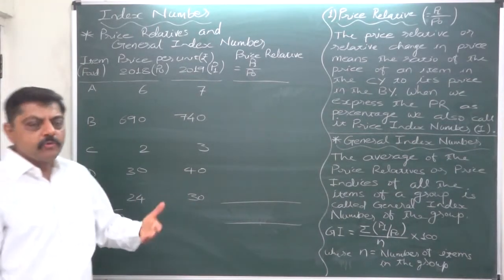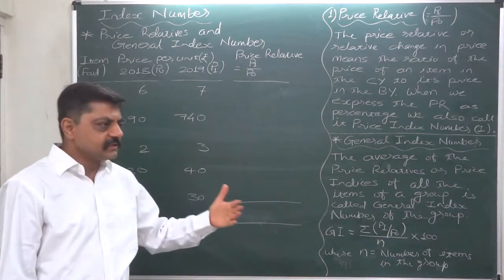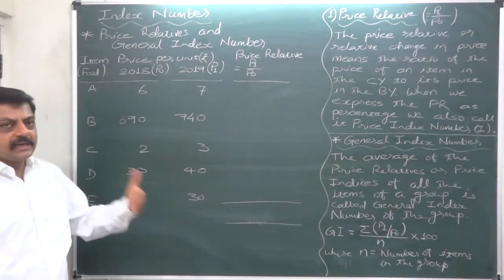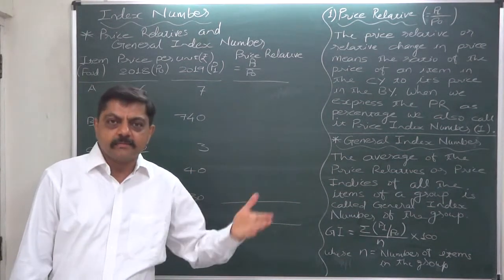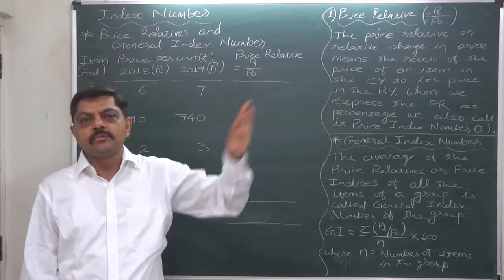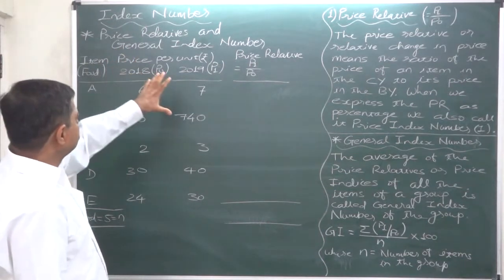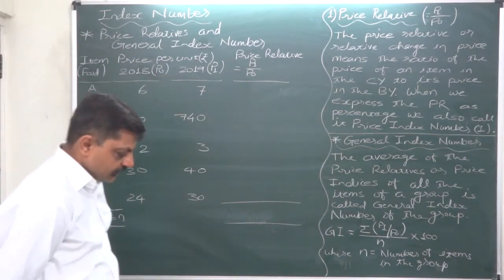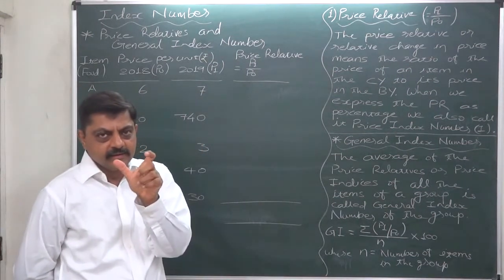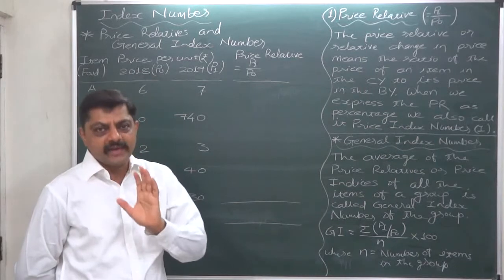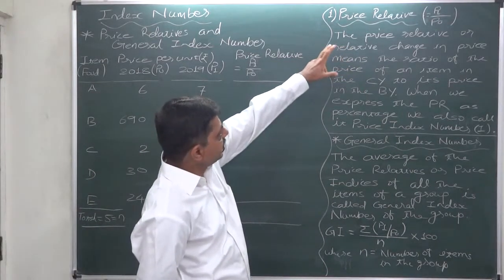So we are moving gradually towards an advanced stage, and this is the first milestone in learning something about index numbers directly relevant to practical life. Let's first understand the two terms, price relative and general index number. Price relative. The word relative is indicative. Relative change in price, that is called price relative. What exactly do we mean by the term price relative?